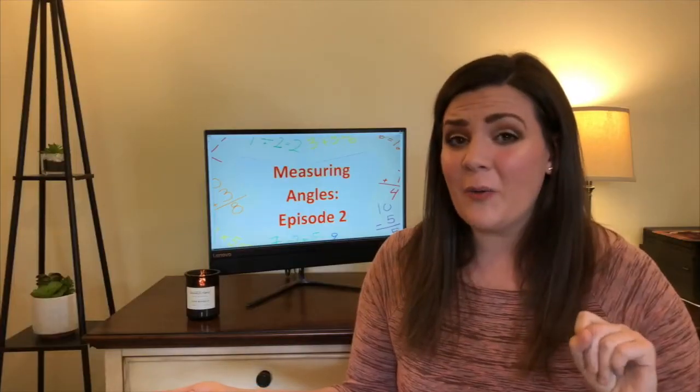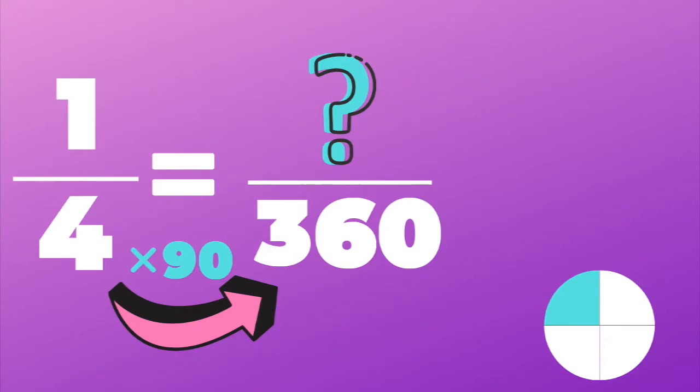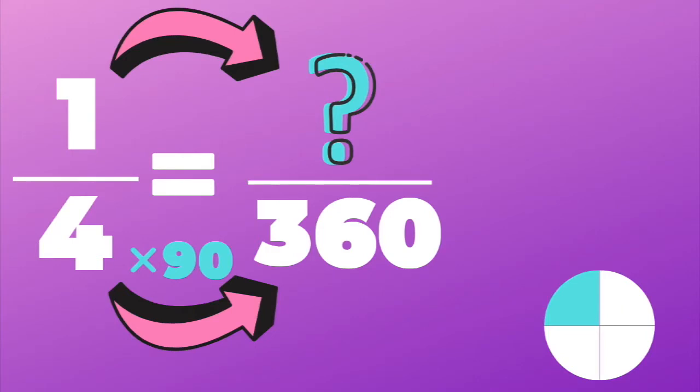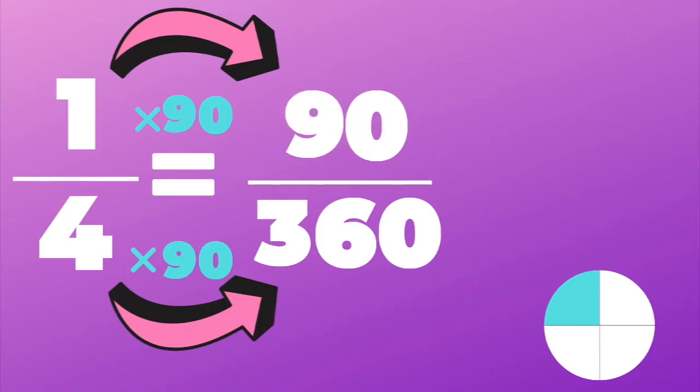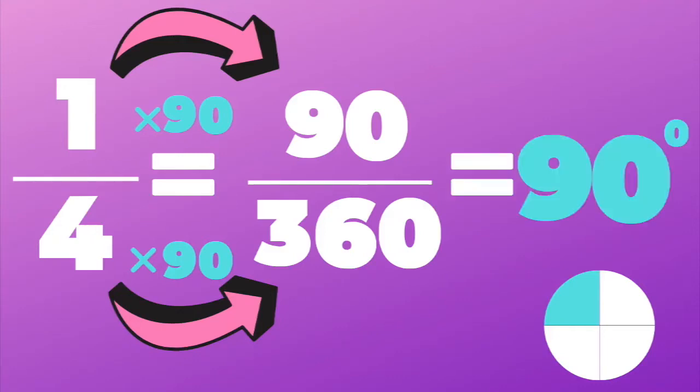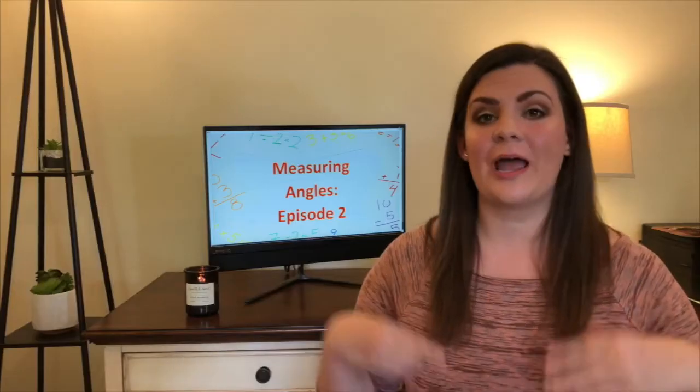And as we know, whatever relationship is happening on the bottom of a fraction has to happen on the top of a fraction. So if the bottom is being multiplied by 90, what do you think we need to multiply by on the top? Did you say 90? Awesome. So to figure out the missing numerator, we would take 1, multiply it by 90, and that would give us a new numerator of 90. An angle that is 90 over 360ths of a circle means it has a measurement of 90 degrees. Awesome.